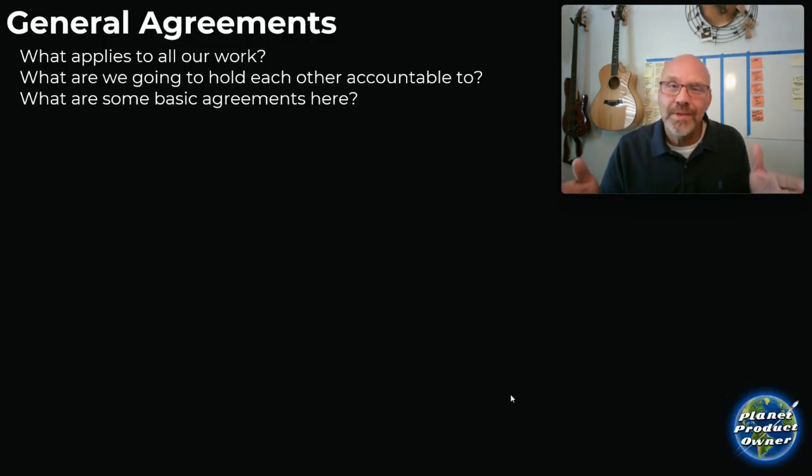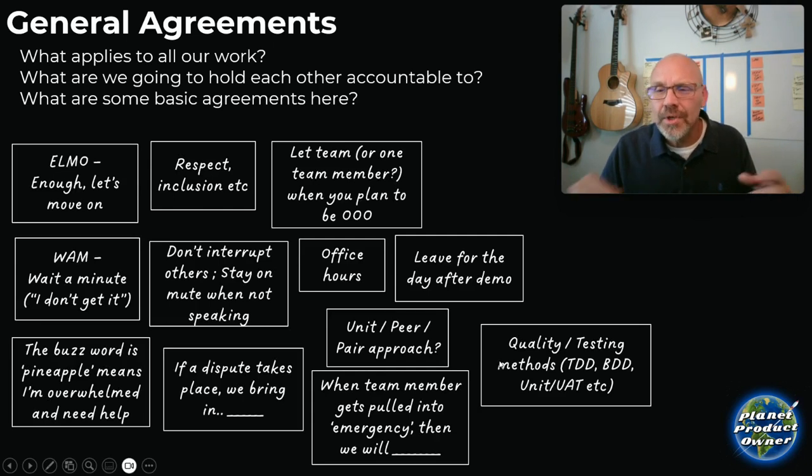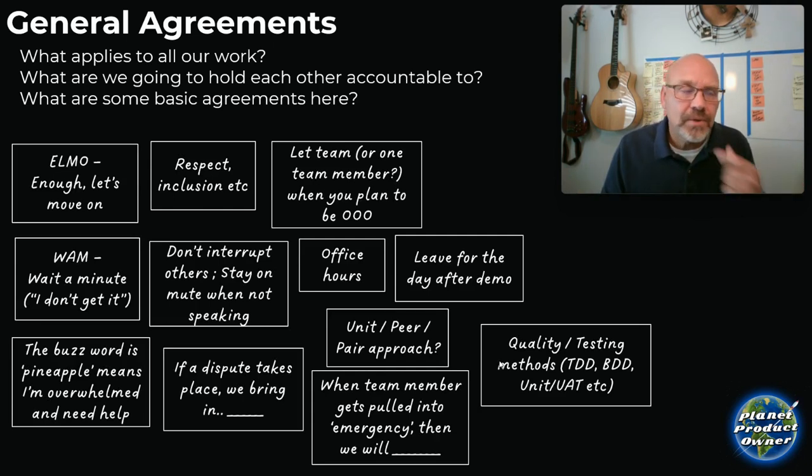So, the first one we're going to start with is your general working agreements. This is basically what applies to all of our work, and you can use it that way. No problem there. What are we going to hold each other accountable to? And just really basic agreements. A lot of times, and I'll show you some examples here on the screen, you're going to find that we're going to respect each other's input. We're going to respect the Scrum values, or we're going to respect the Agile Manifesto.